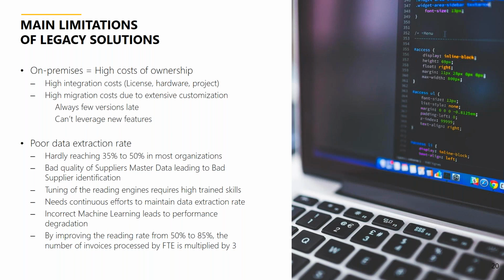Okay, some of the problems that are out there with the existing systems. So these are essentially on-premise solutions, and we've talked a little bit about this before, but cost of it. Really, the key thing is actually about the extraction rates. Most of them are getting somewhere between 35 to 50% if they're lucky. This is mainly because of things like supplier data being not great and the level of input it needs to be able to keep at a level.